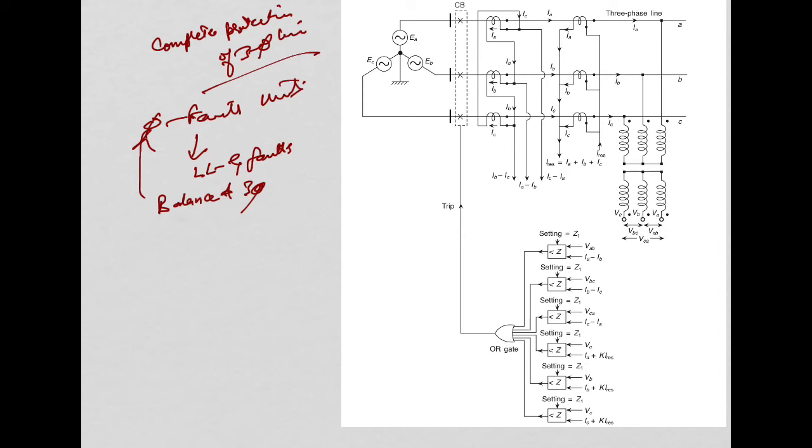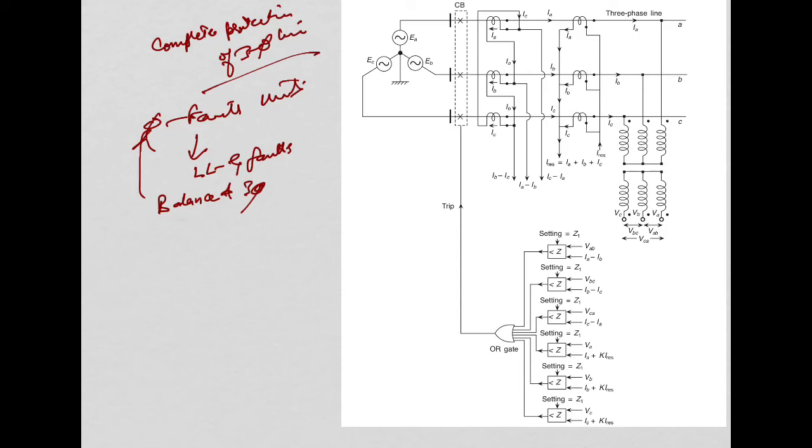Thus in all the 6 distance measuring units, each set at Z1, the positive sequence impedance of the line section, are sufficient for the complete protection against all the 10 shunt faults, and which is shown in the figure.